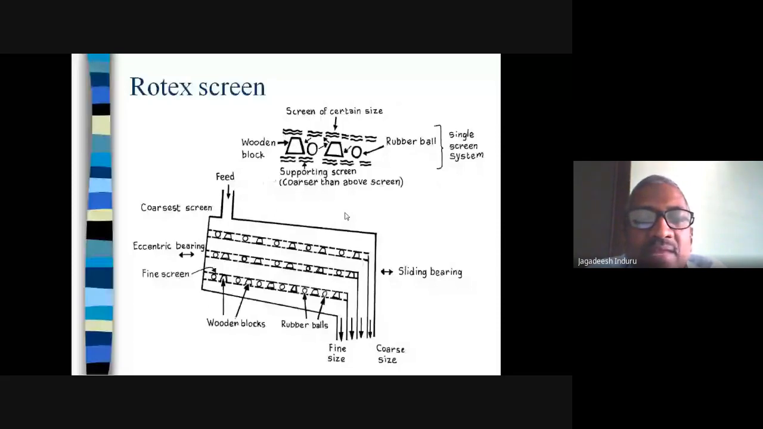You can place only 3 wooden blocks and 3 balls, or you can place 6 balls and 6 wooden blocks in your equipment. You can also place 8 wooden blocks and 8 rubber balls. When you place a sufficient number, clogging will be avoided. But if you place too many, you are just filling the entire screening surface, and then your screening area will be very small. That should not be done. At the same time, if you are not placing them optimally, then that is also a problem. So the number of wooden blocks and rubber balls is another critical parameter here.